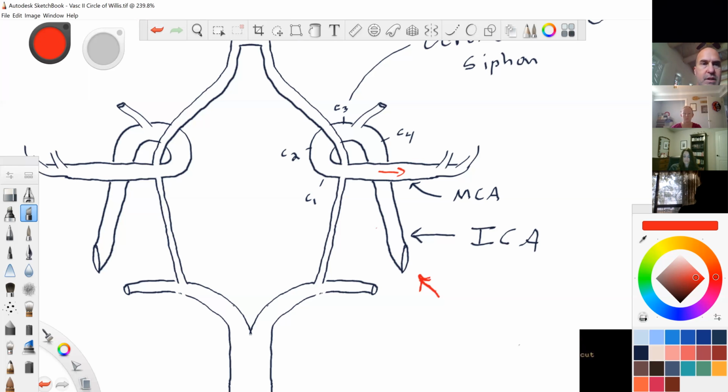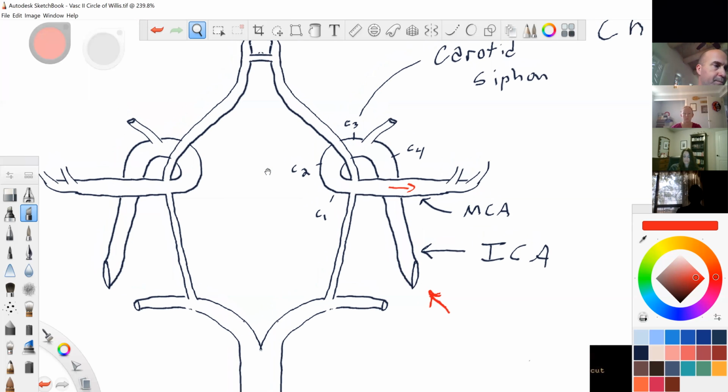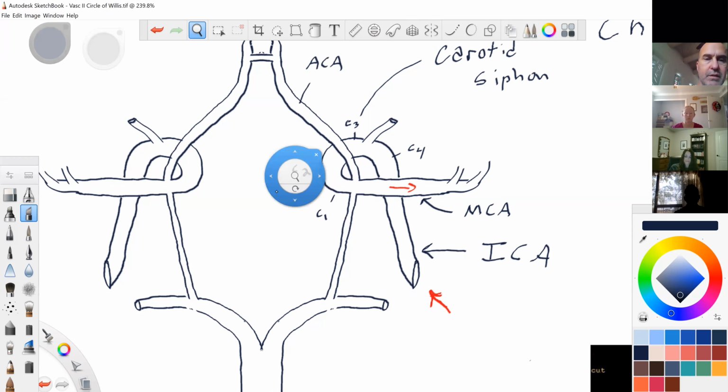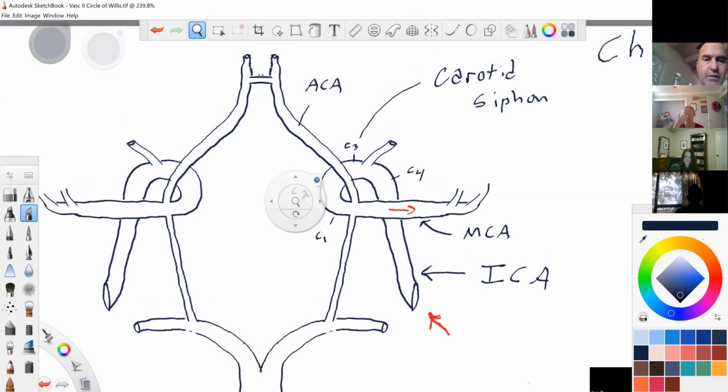From here, let's just move this a little bit. We're going to see the ACA. That's not the Affordable Care Act. That is the anterior cerebral artery. Now, that actually continues on. I'm going to put ACA and put an arrow to here as well.